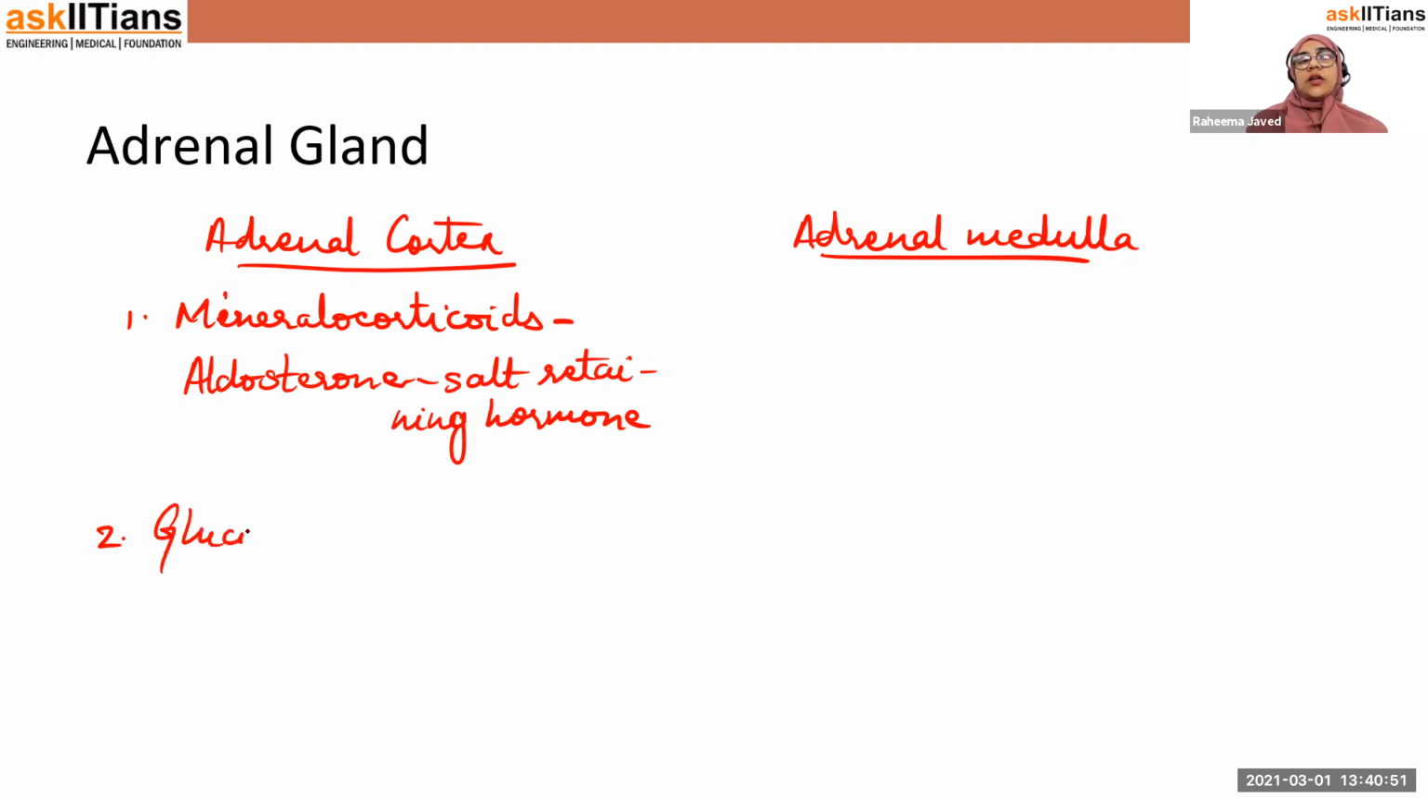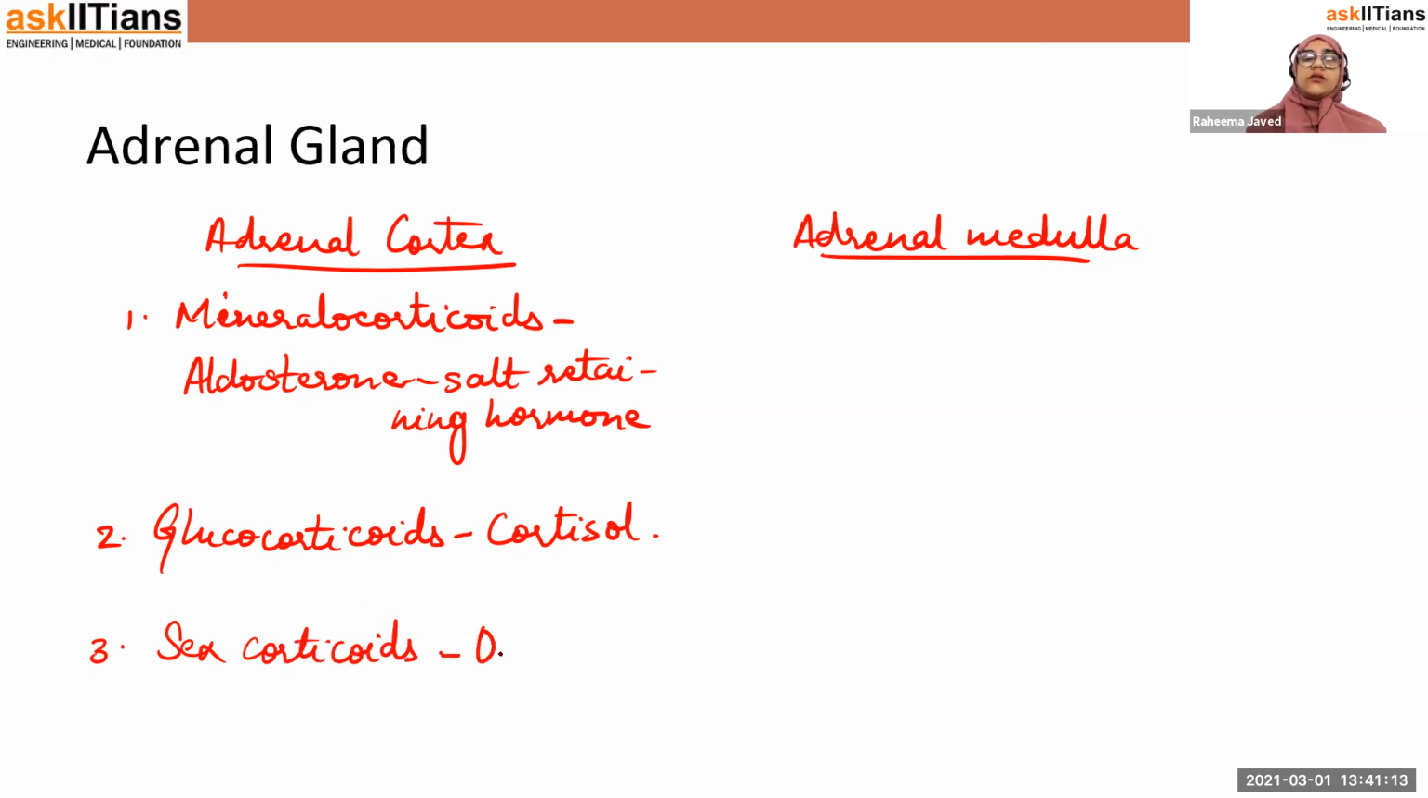Second are glucocorticoids. They are involved in the metabolism process. One of the important glucocorticoids is cortisol. And then the third type of cortical hormone are sex corticoids, which are estrogen, progesterone, and testosterone. Okay.